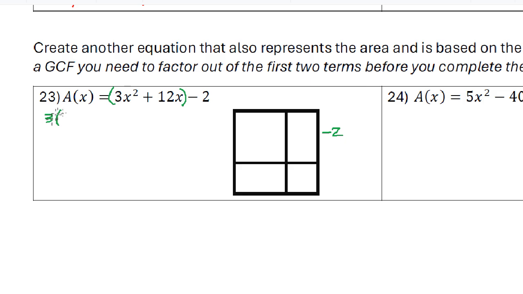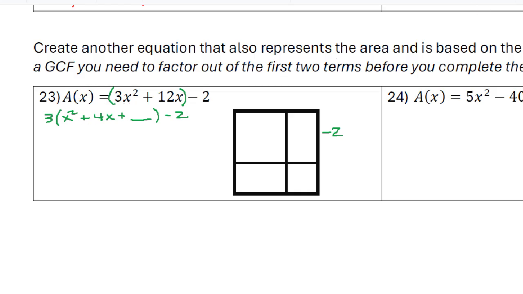We have to figure out, how do we factor out the 3 and get back to where we started if we redistribute? So 3 times x squared is going to get us back to 3x squared. And 3 times 4x is going to get us back to 12x. And now we're going to figure out, what do we need to do in order to make a perfect square there? And again, we'll deal with this minus 2 later. So this is the part we're focusing on.